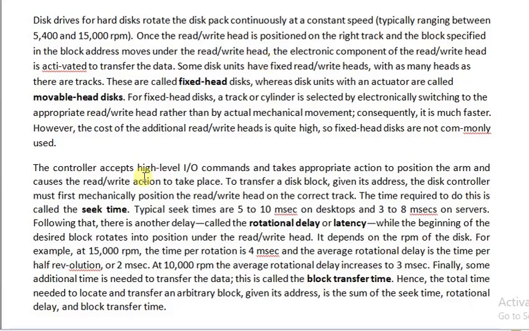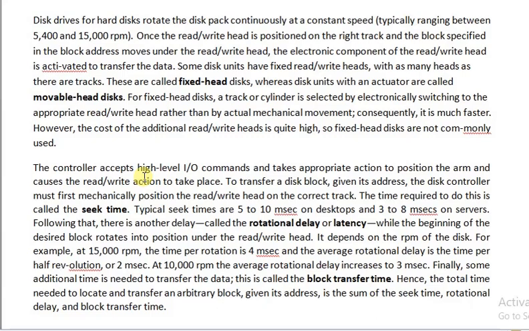Within this disk pack, there is a unit called the disk controller. The disk controller is used to control the operation of the disk drive, as well as to interface with the digital computer. The controller accepts high-level input-output commands and takes the necessary action to position the read-write head onto the desired track as well as the desired position on the magnetic disk.